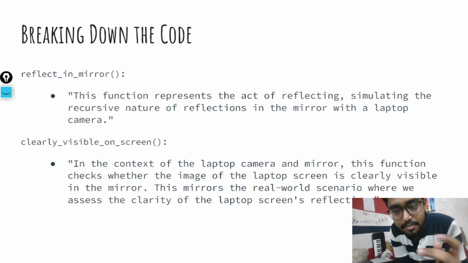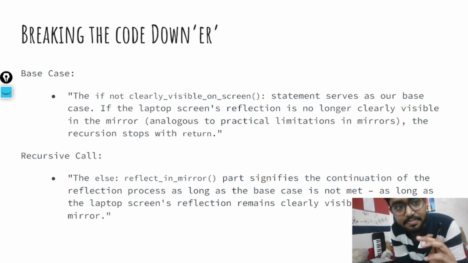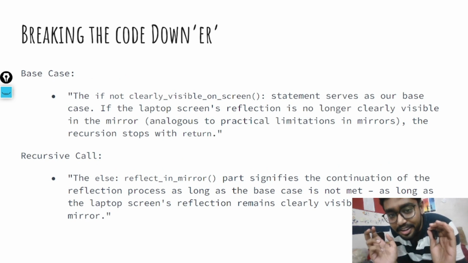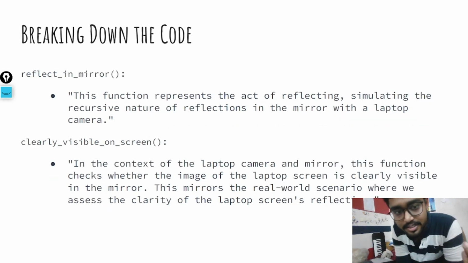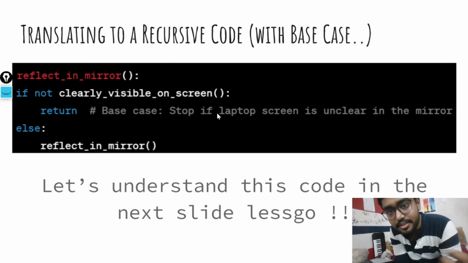So in the context of laptop camera and mirror, this function checks whether the image of the laptop screen is clearly visible in the mirror or not, just like the name suggests. This mirrors the real world scenario where we assess the clarity of the laptop screen's reflection, right? Breaking this code down, base case. Just like we said, the if not clearly visible on the screen statement serves as our base case, and the recursive call is else reflect in mirror, because it reflects again and checks is it clearly visible on the screen, otherwise reflect. And when it is not clearly visible on the screen, it will return, and the reflection will end.